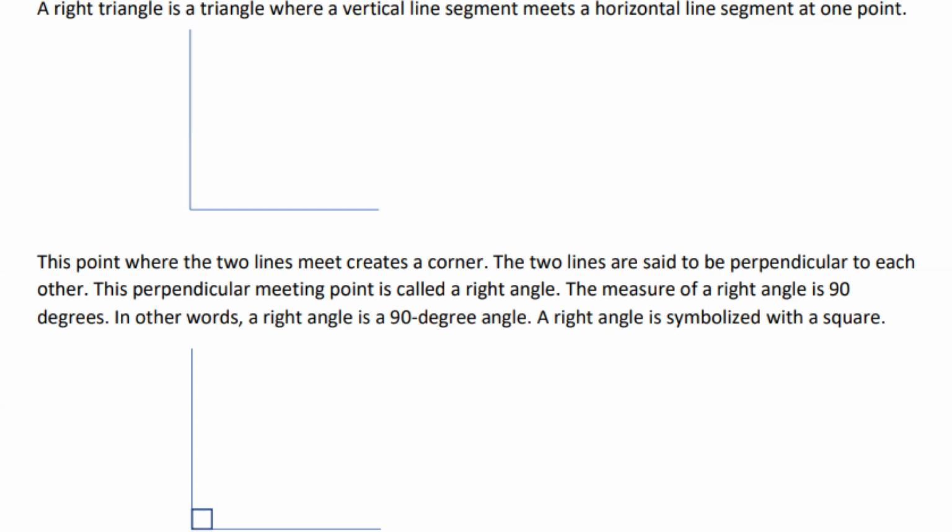A right triangle is a triangle where a vertical line segment meets a horizontal line segment at one point. The point where the two lines meet creates a corner. The two lines are said to be perpendicular to each other. This perpendicular meeting point is called a right angle. The measure of a right angle is 90 degrees. In other words, a right angle is a 90-degree angle. A right angle is symbolized with a square.